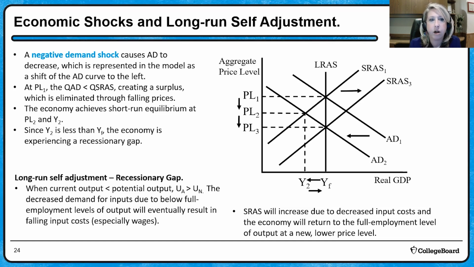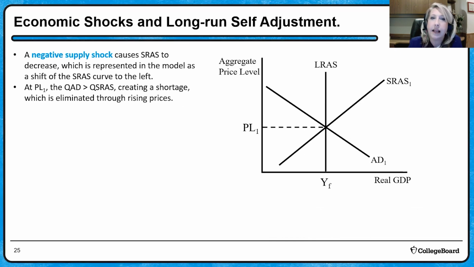So there's our negative demand shock and our long run self-adjustment. Let's take a look at a negative supply shock. Supply shocks are a little bit harder for students to manage, so we'll go through these. A negative supply shock is going to cause short run aggregate supply to decrease, which is represented in the model as a shift of the curve to the left.